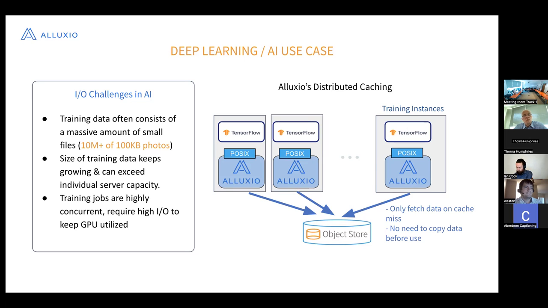That is where Alluxio comes into play. As you can see from the right-hand side, this diagram shows how Alluxio uses distributed caching to support TensorFlow-like workloads. Alluxio can not only bring the data on demand to the TensorFlow instances, but also overcome the bottleneck of the data being put into a single machine. And because Alluxio is a cache and can accelerate training efficiency, it keeps the throughput high so that the GPU doesn't have to wait until the data is ready. These are the use cases I want to share.